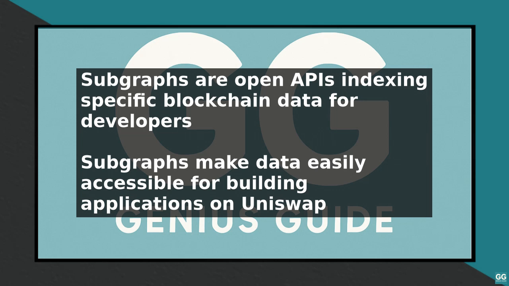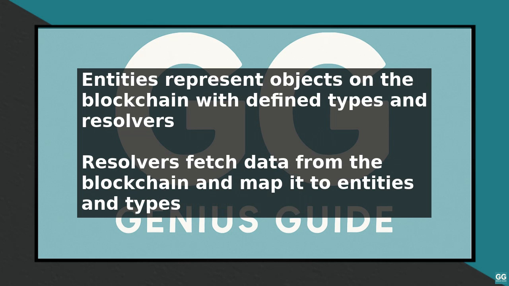To create a Uniswap subgraph, start by defining the schema of your subgraph, which includes the types of entities you want to index and the relationships between them. Then, write resolvers to fetch data from the blockchain and map it to your entities.